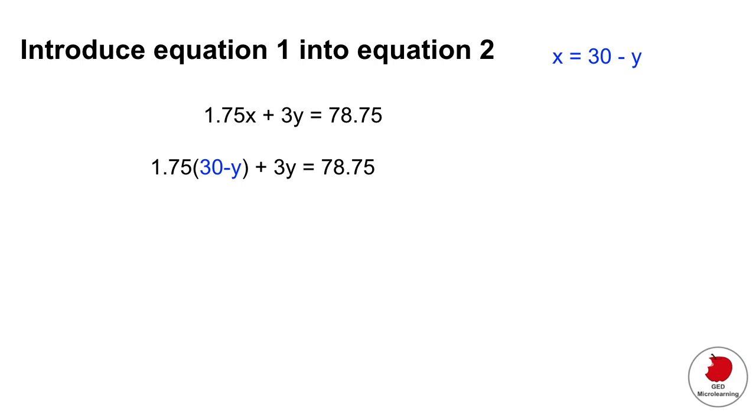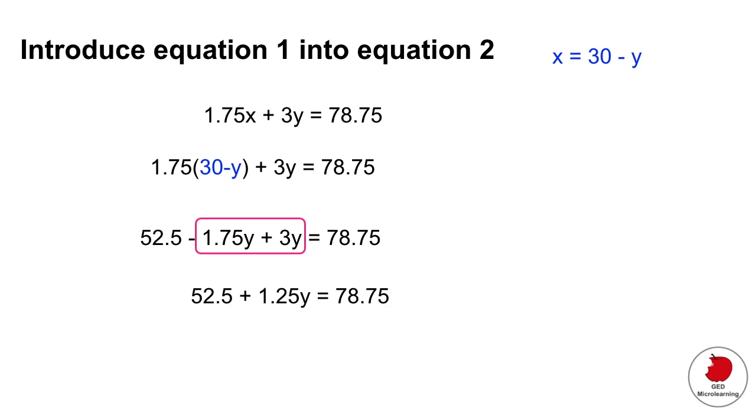All right, so the next step is to use the distributive property. So what this means is that you're going to multiply 1.75 multiplied by 30, there in blue, minus 1.75 multiplied by Y. Okay, so this is what that equals. All right, and now the next step is to clear the equation up a little bit. So what you're going to do is add these like terms, simplify them. So you end up with this, and now all you have to do is solve for Y.